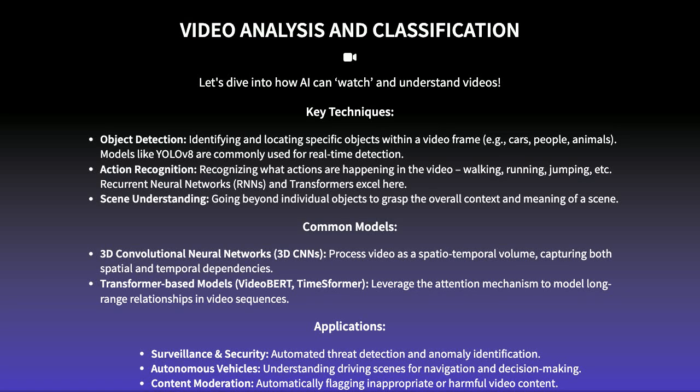Okay, so let's talk about how AI can actually see videos. It's a really exciting area. We're focusing on techniques like object detection, basically teaching the computer to spot things like cars or people in each frame of the video. Then there's action recognition, which is all about figuring out what's happening. Are they walking? Are they running? Different models are used for these tasks, from 3D CNNs that treat a video like a three-dimensional volume to transformer-based approaches that can understand the bigger picture and relationships within the footage.